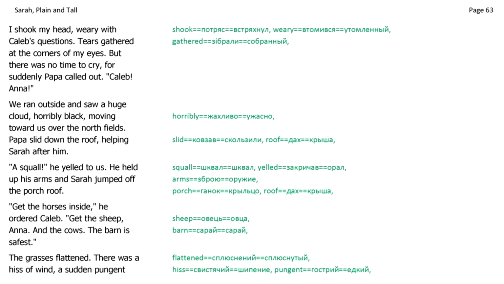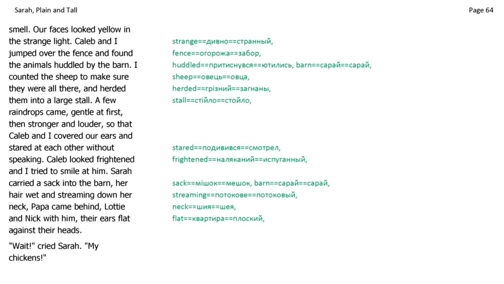Papa slid down the roof, helping Sara after him. "A squall!" he yelled to us. He held up his arms, and Sara jumped off the porch roof. "Get the horses inside," he ordered Caleb. "Get the sheep, Anna, and the cows. The barn is safest." The grasses flattened. There was a hiss of wind, a sudden pungent smell. Our faces looked yellow in the strange light.